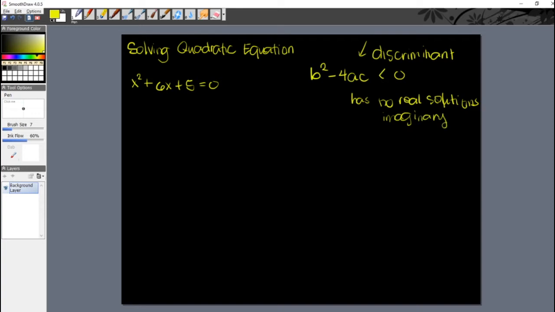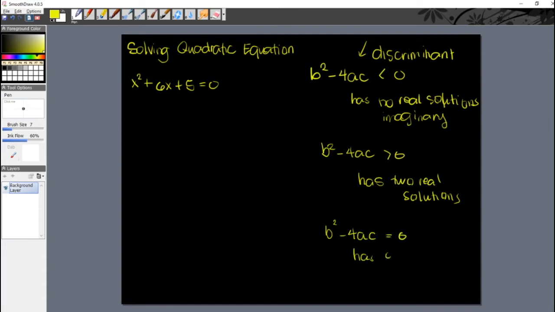When the discriminant b squared minus 4ac is greater than 0, the quadratic equation has two real solutions. When you say real solutions, these are real numbers. And lastly, if the discriminant is equal to 0, the quadratic equation has one real solution. So these are the specific natures of the discriminant.